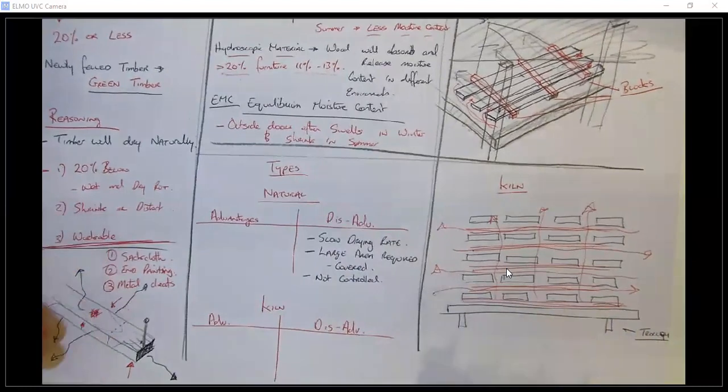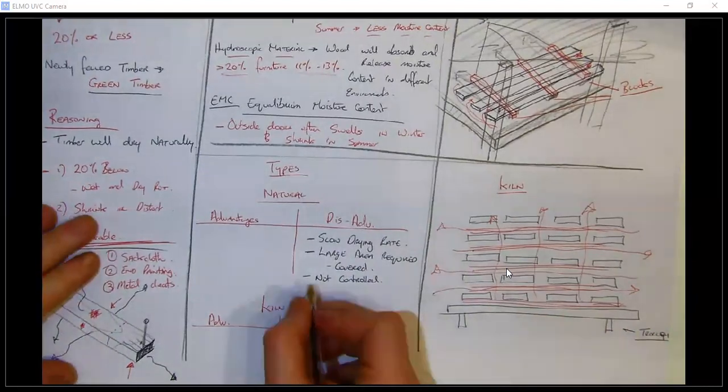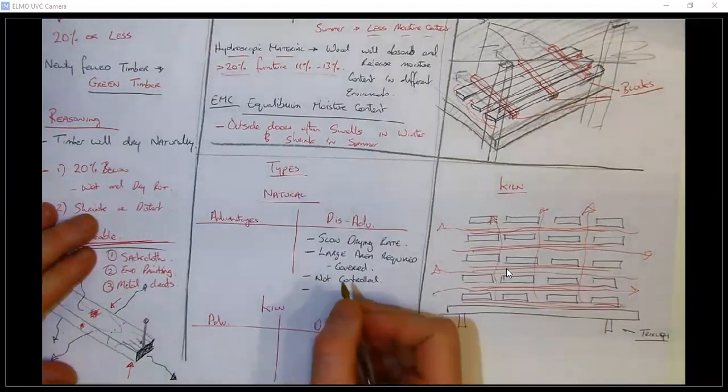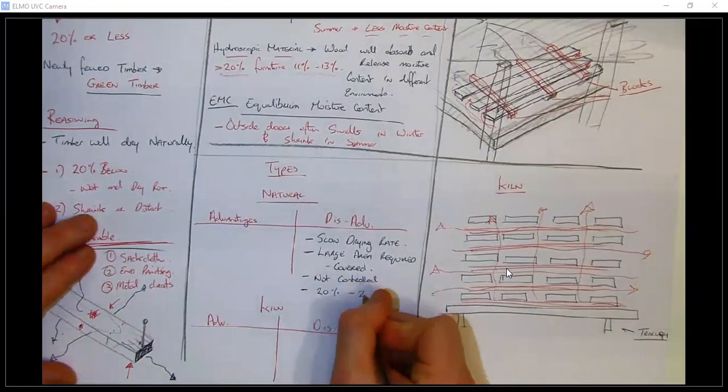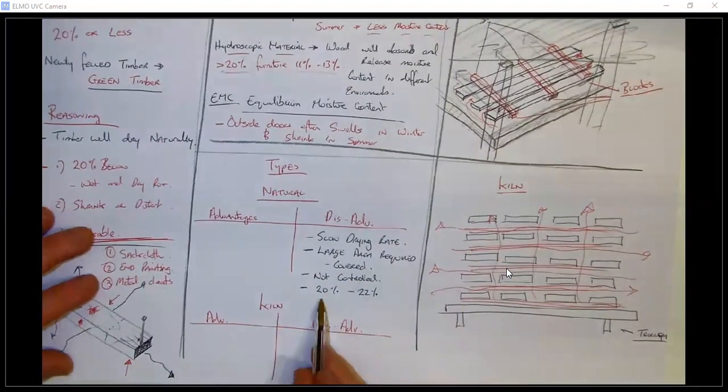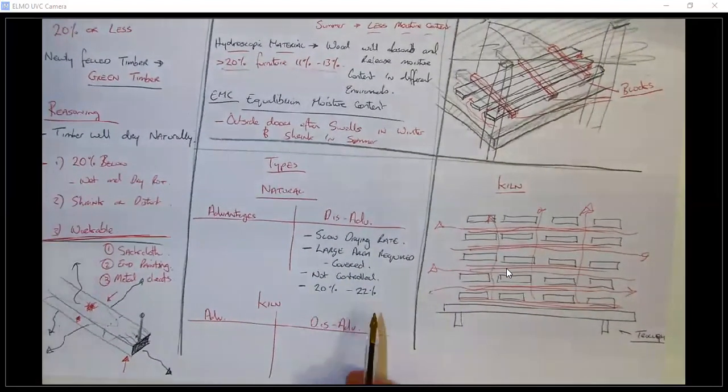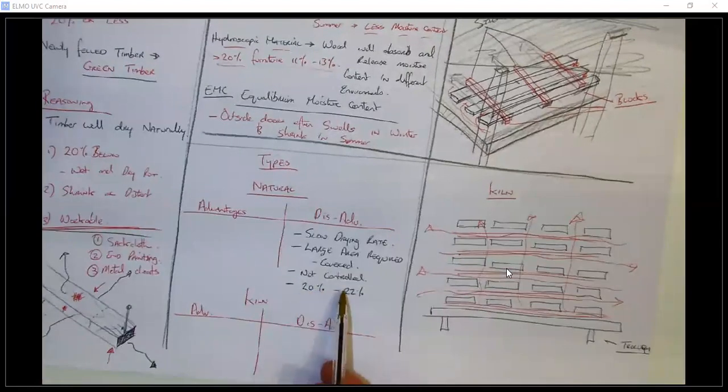Similar to what you can do with your oven, you can adjust kiln seasoning. You know exactly when the wood is going to be seasoned for, so you can plan ahead. All right. With natural air seasoning, it's not controlled, and the max that we're going to get natural air seasoning down to, guys, is about 20% at the best to 22%. So roughly between 20 and 22% moisture content. That's the best we can do with natural air seasoning.